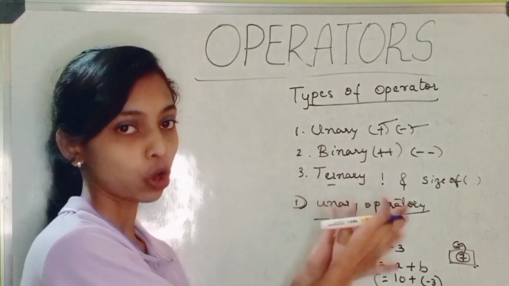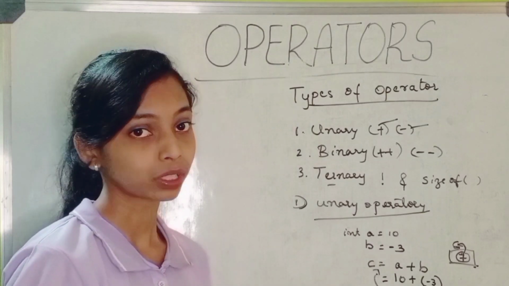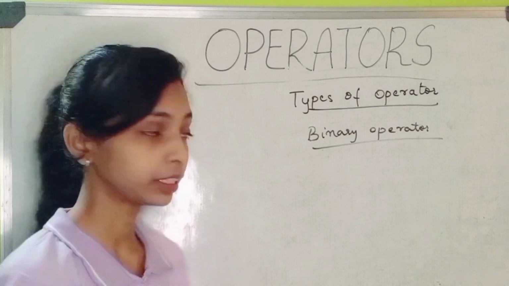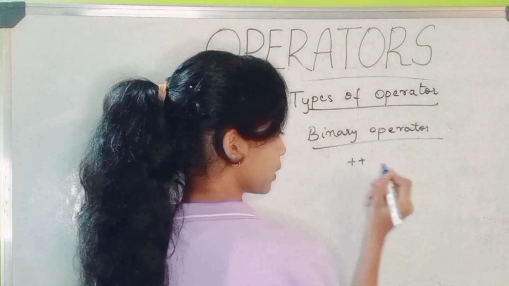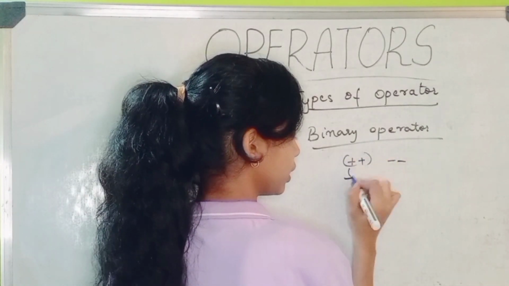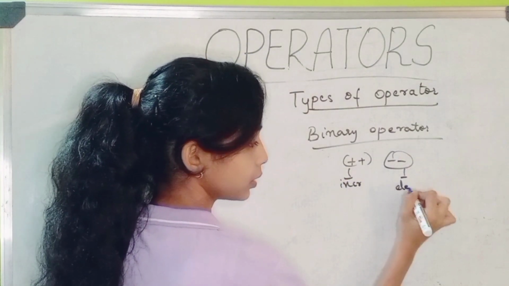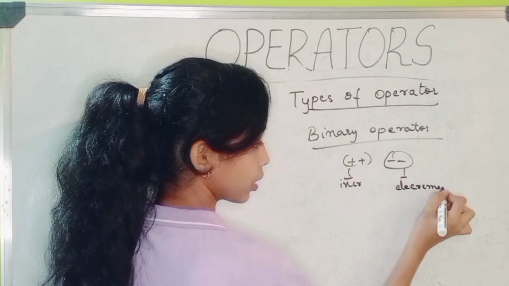This is the unary operator. The same thing applies for the addition also. And next one is the binary operator. As I told you, binary operator has this plus plus, minus minus. This is called the increment operator and this is called the decrement operator.